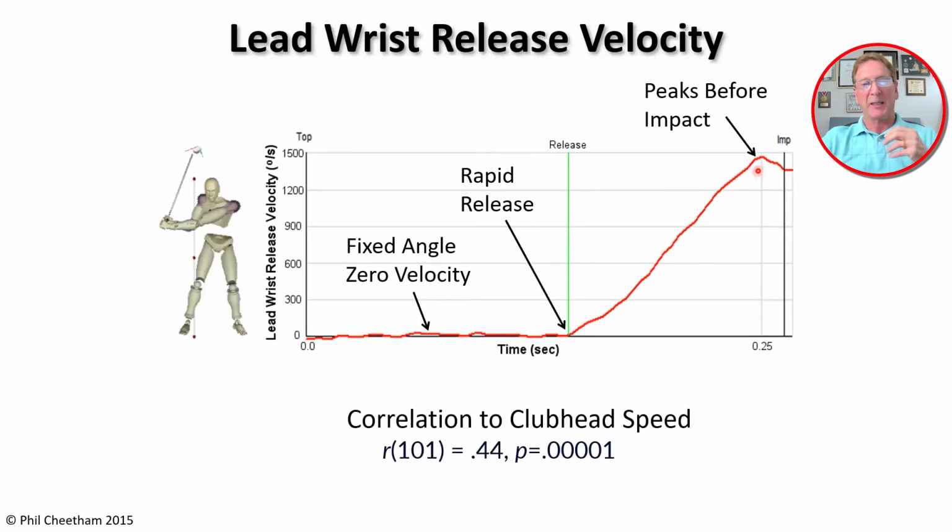And it actually peaks before impact, because you can think about it again, the release of the shaft at the wrist is actually going to push back on the hands. And so it doesn't peak out directly at impact. It peaks out just a fraction before impact. But it is correlated to club head speed. Okay, that's the angular kinematic sequence.